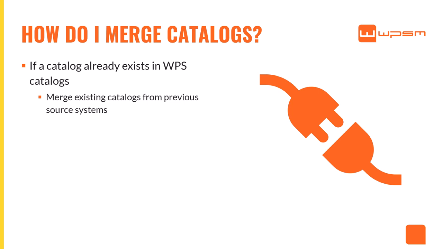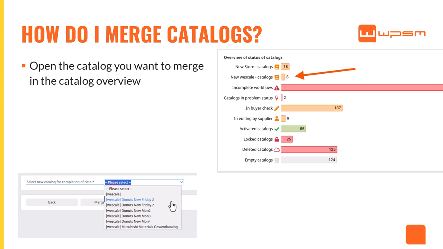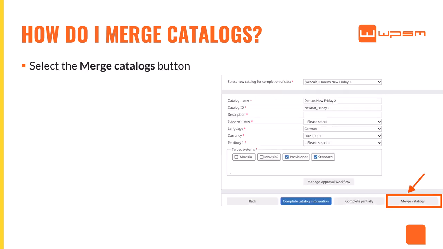If catalogs are already present in the WPS catalog, which were, for example, imported from a previous source system, you must now edit these catalogs. This means you must merge the newly imported catalog from WPS Catalogs with the existing catalog. Proceed as follows. Open the catalog you want to merge, that is, the catalog that is now being imported from WScale.